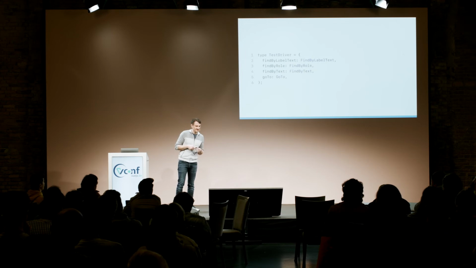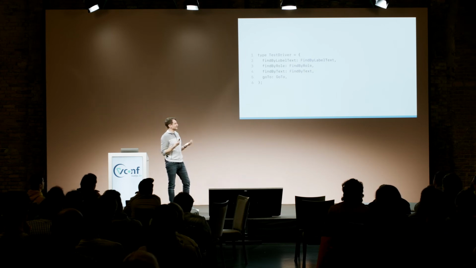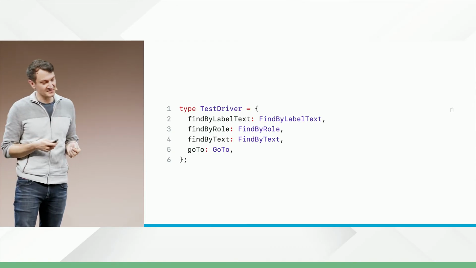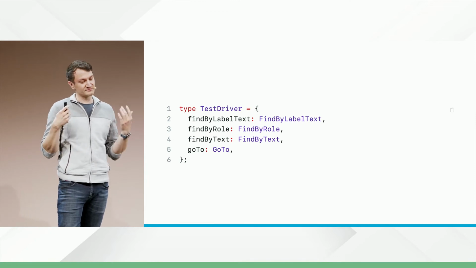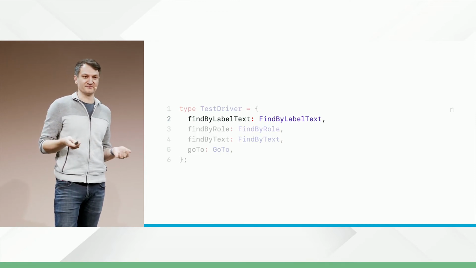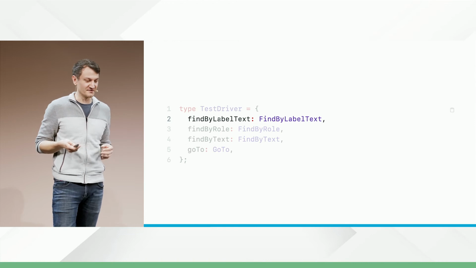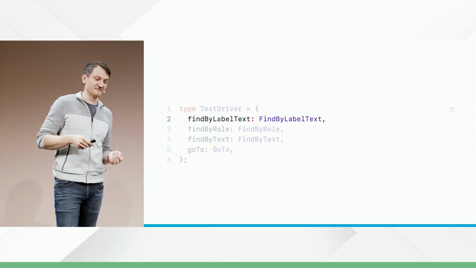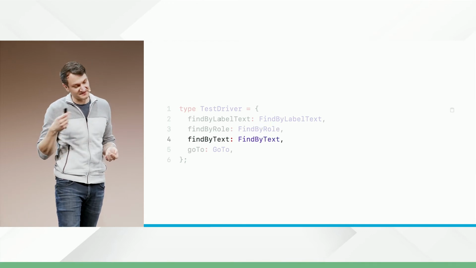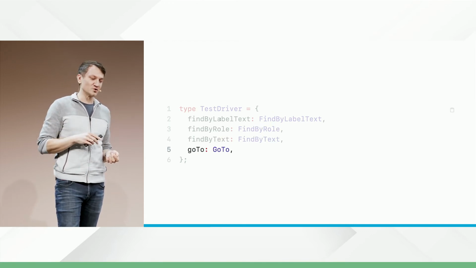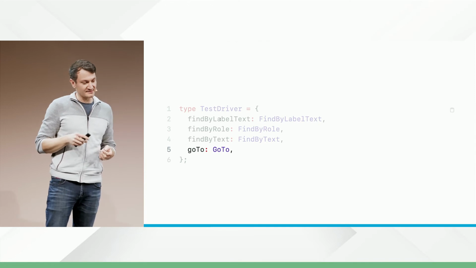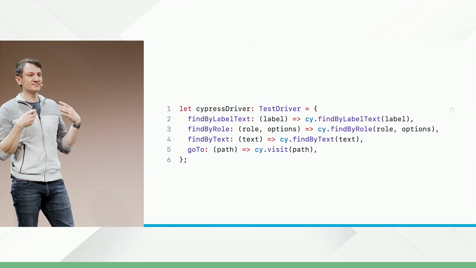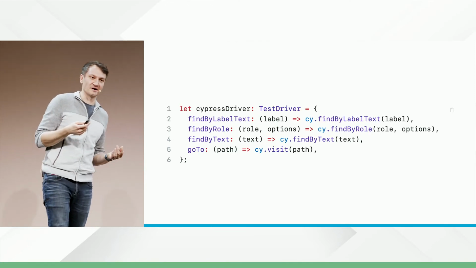So here we have an example interface of such a driver. And this test driver specifies all the methods we need for our tests. In this case, it's a very simplified version, of course. So we have this findByLabelText method, we have the findByRole method, we have the findByText method, and we have a goto method. Simple as that. And then we have different implementations for our driver.